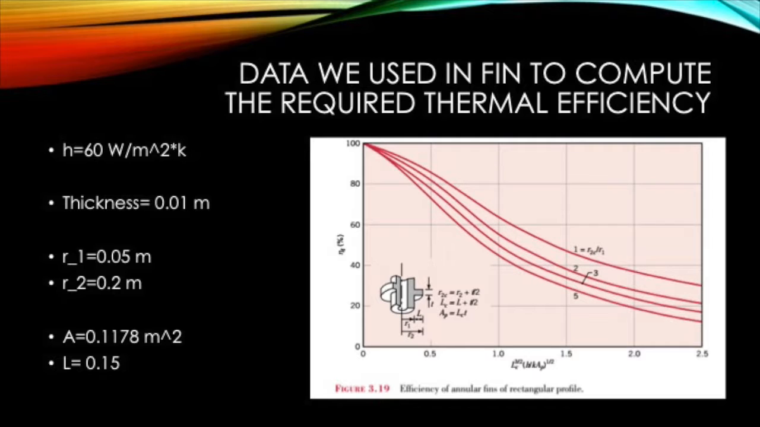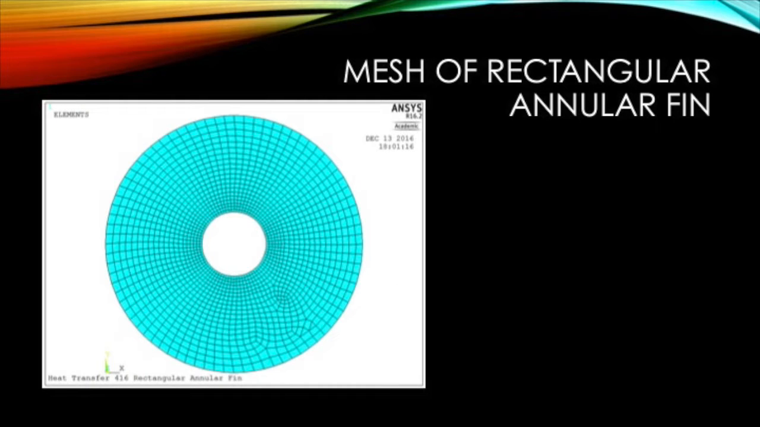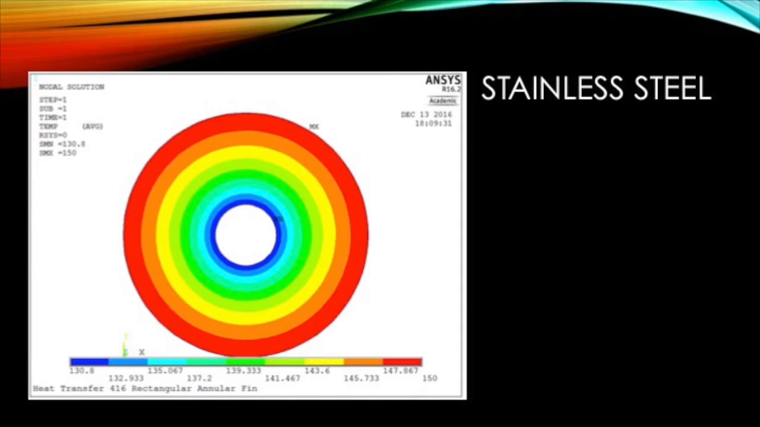These were some of the values that we input to find the thermal efficiency. We had to come up with R1, R2, and then from that we could find the area and the length. This would help us compute the thermal efficiency later on. This is the mesh for our annular fin that we found using ANSYS APDL.